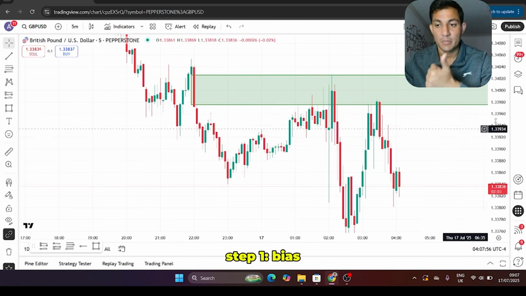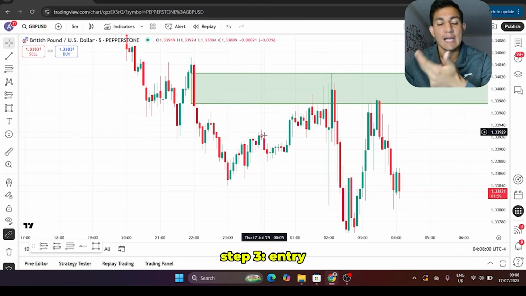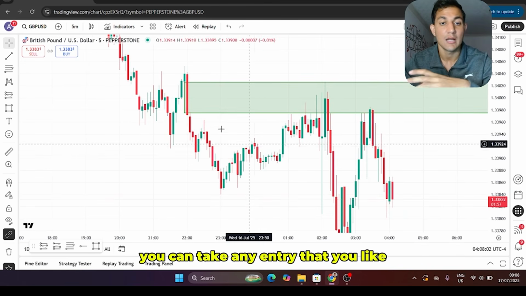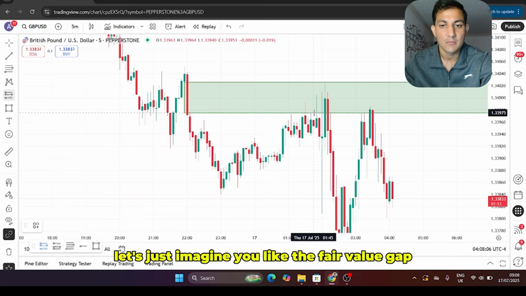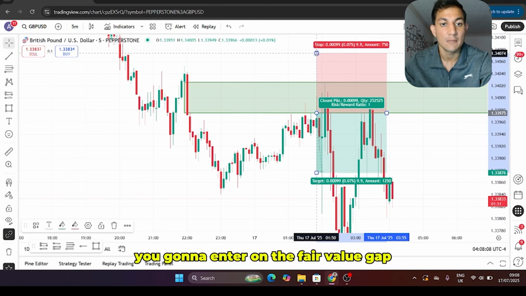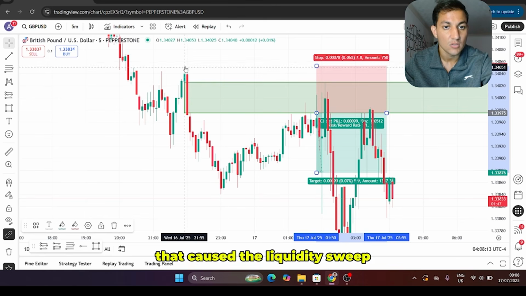Step 1, bias, which is the 4-hour low. Step 2, sweep. Step 3, entry. You can take any entry that you like. I like the fair value gap. So let's just imagine you like the fair value gap. You're going to enter on the fair value gap. Your stop, really important, is going to be fixed at this high here that caused the liquidity sweep.